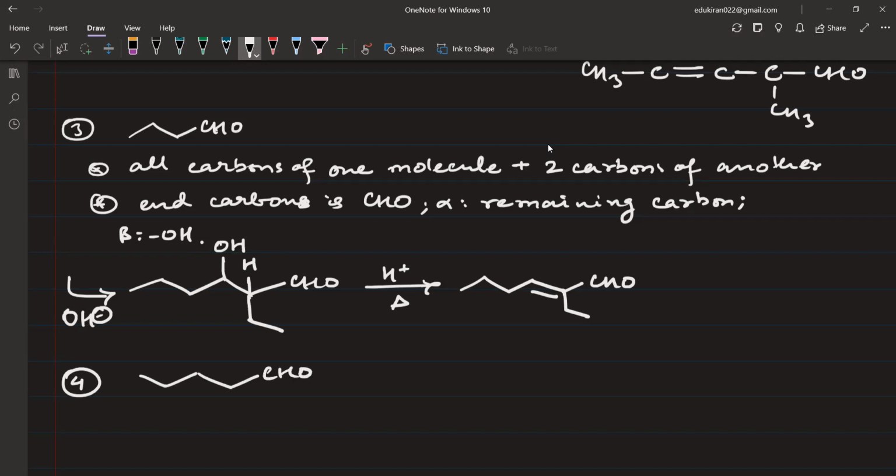Here you have 5 carbon atoms. What will be A and B? Please write the answer. Send on my WhatsApp.